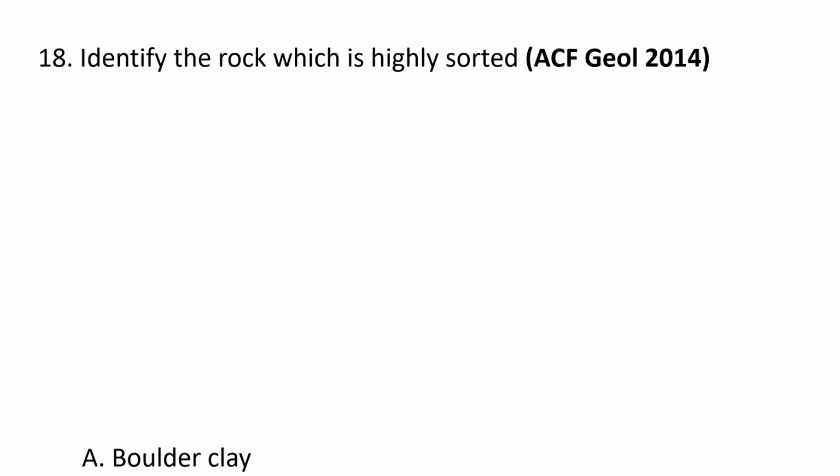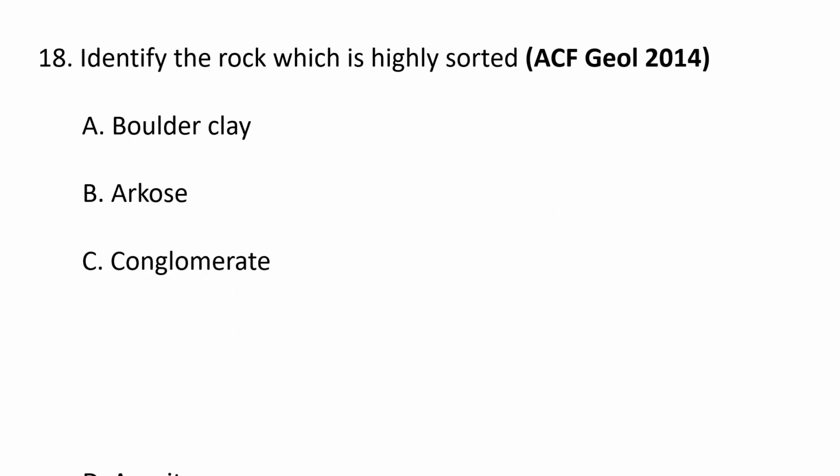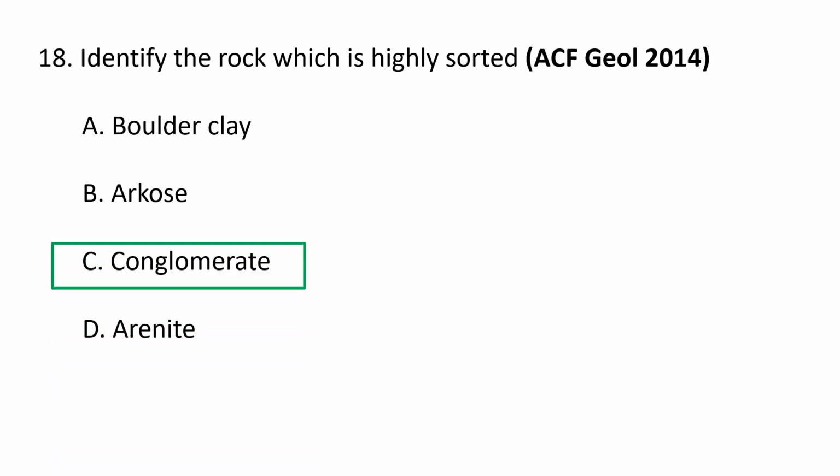Next question. Identify the rock which is highly sorted: A. Boulder clay, B. Arkose, C. Conglomerate, D. Arenite. So, the correct option is C. Conglomerate. Conglomerate is a highly sorted rock.